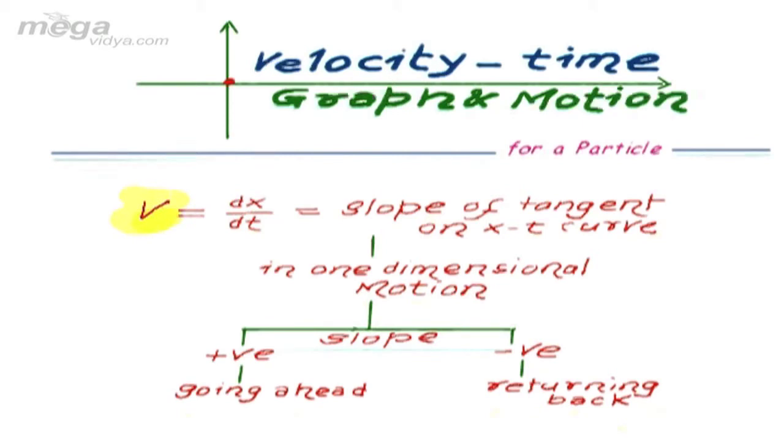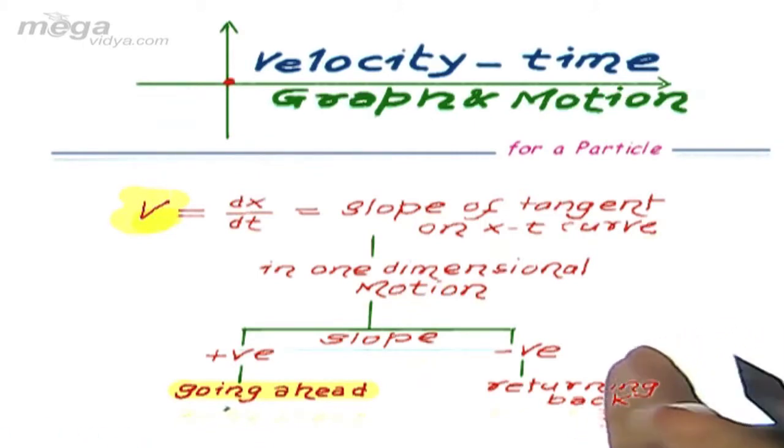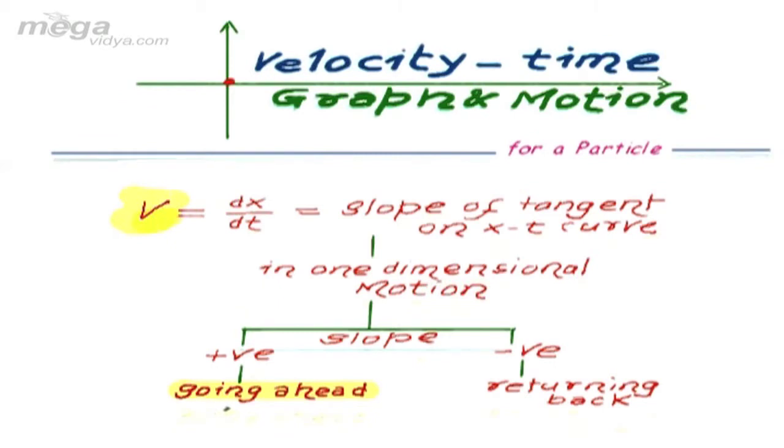Forward direction means in the direction of increasing x. I have simply said it is going ahead. Ahead means along increasing x, if x is the position of the particle. And for negative slope, my meaning is that it is returning back towards decreasing x.